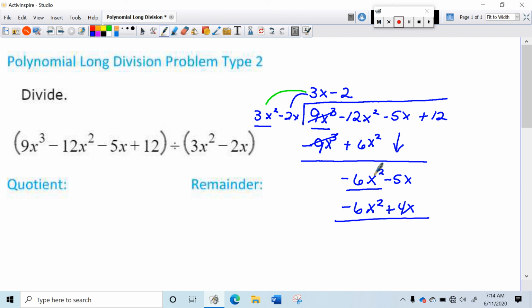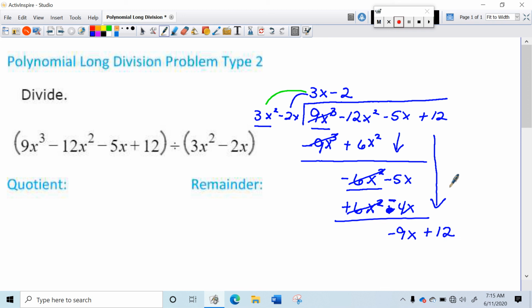Change the signs on the bottom. So negative 6x squared changes to positive 6x squared. Positive 4x changes to negative 4x. 6x squared take away 6x squared cancels each other out. For my x's, a negative 5 and a negative 4 is a total of 9 negatives. Bring down the next term, which is a positive 12.